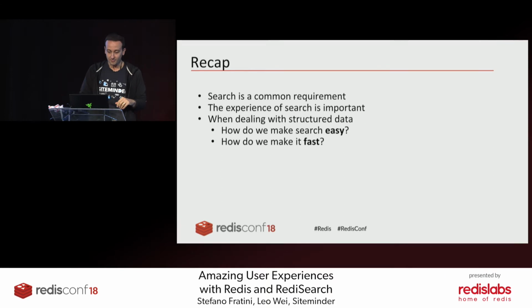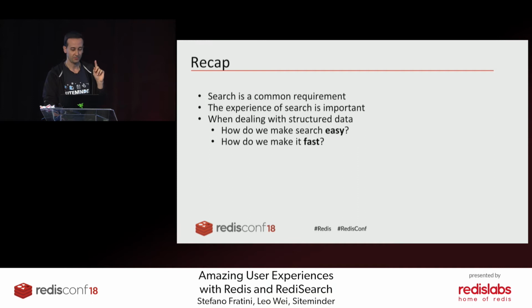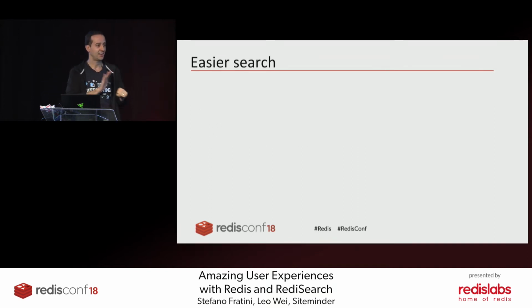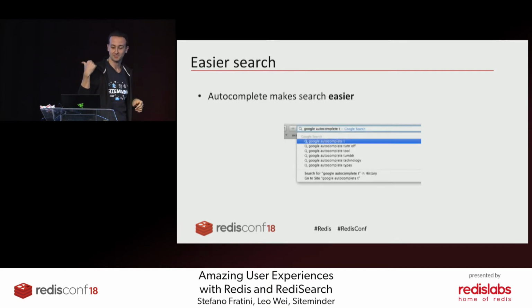So let's recap for a second what I talked about. Searching is important. The experience while doing search is important. When dealing with structured data, we want to make search easy and we want to make it fast. Now, how do we make it easy? Is there any pattern that you guys can think of that makes search easy in general? I don't know, mobile devices. Starts with A. Autocomplete, fantastic.